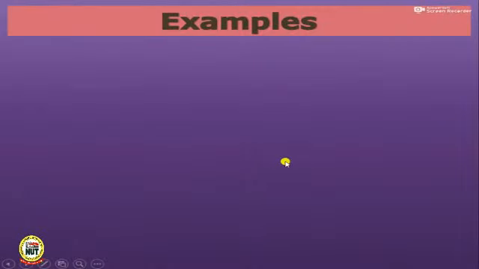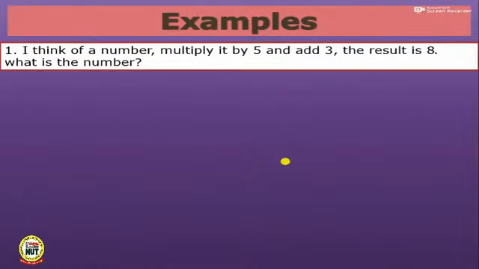Examples. Number 1, I think of a number, multiply it by 5 and add 3. The result is 8. What is the number?